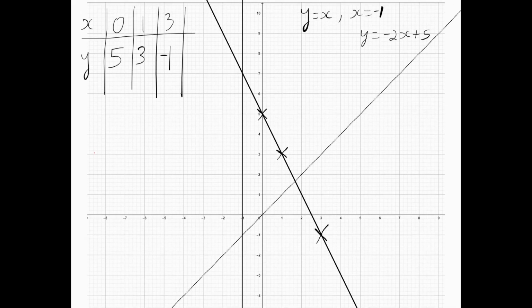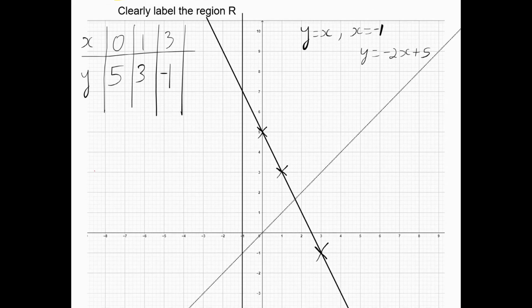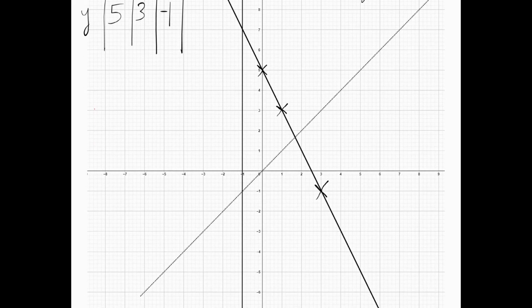If we look at each of the lines in turn, the first one, y is greater than x, is the dotted line. And because y is greater than x, we are interested in all of the points which lie above the line. That is, all of the points where y is greater than x. So if we look, say, here, the x value is about 0.5 and the y value is greater at 1.5. So we're interested in all of the points above the line, and I've indicated that with some arrows.